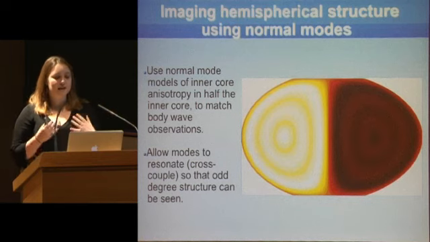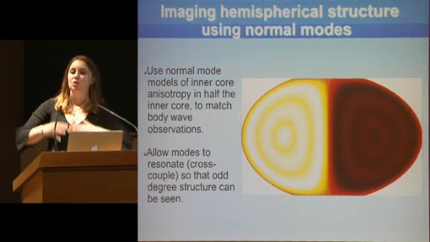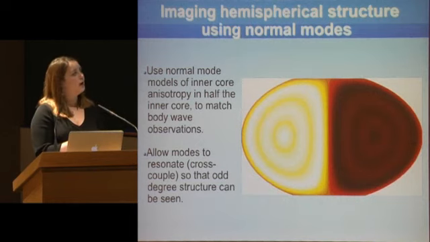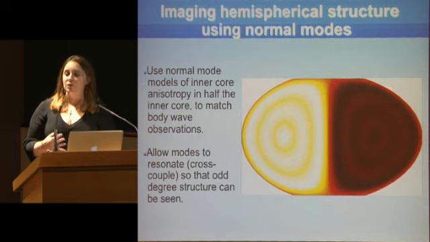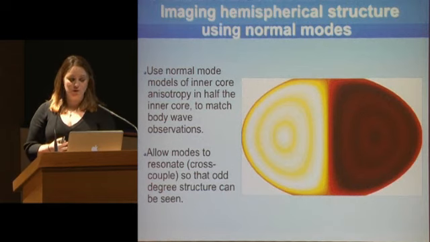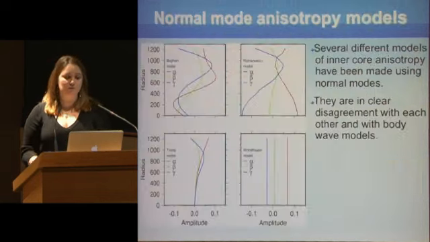So what we can do is take existing models of inner core anisotropy, and we can chop them in half. We can put anisotropy in half of the inner core and not in the other half of the inner core. We can allow the modes to couple if they want to, if the structure makes them interact, and we can see what happens. We can see if we would even be sensitive to structure of this sort.